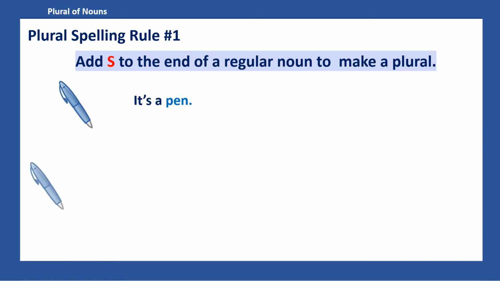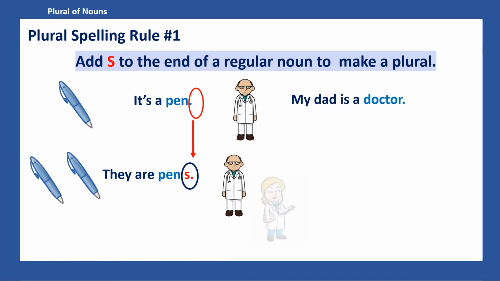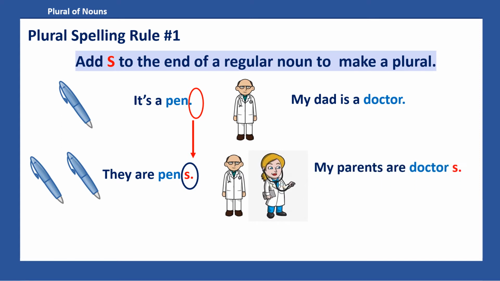It's a pen. They are pens. Look at the singular pen, no S, but then to make it plural, we add S. My dad is a doctor. My parents are doctors. Look at the singular noun doctor, no S, but plural, you have an S.